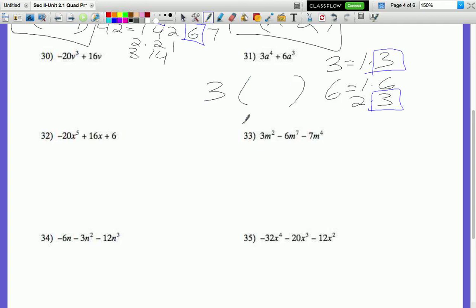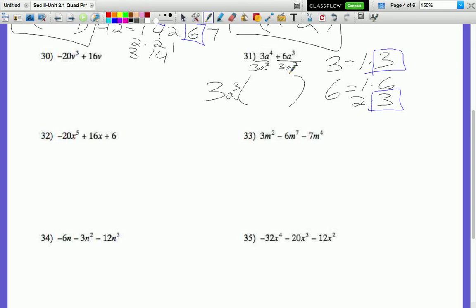Now, before we actually start dividing by 3, we're going to see, hey, do they have any variables in common? In this case, they do. We have 3a to the 4th plus 6a cubed. So they have an a in common. But how many a's do they have in common? One term has a to the 4th. One term has a cubed. That means they have at least 3 a's in both terms. So we're going to pull out 3 a's. That means when I divide, I'm going to divide by 3a cubed and 3a cubed.